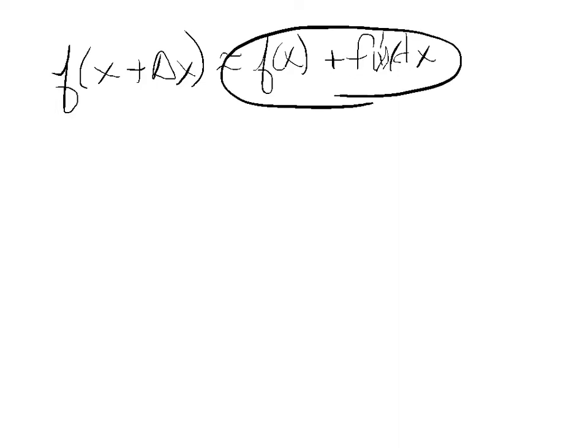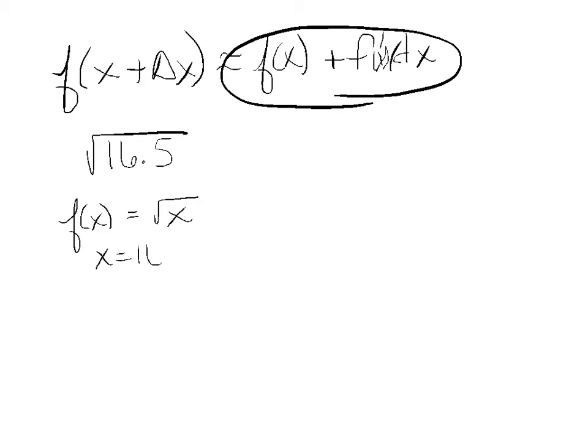Now, how we can use this: one example is if I want to find the square root of 16.5, and I want to use differentials or a linear approximation formula to estimate the square root of 16.5. Well, in this case, we know our f of x is the square root of x. If we're thinking about this, our x could be 16 because we know what the square root of 16 is, and our delta x is 0.5.